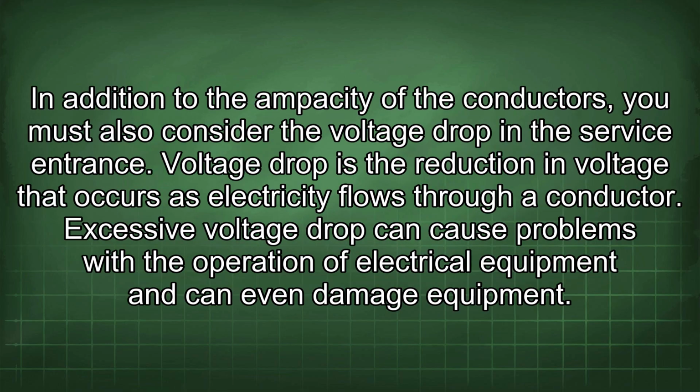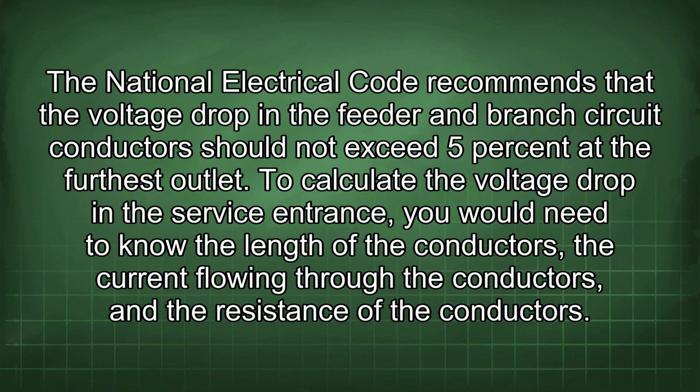In addition to the ampacity of the conductors, you must also consider the voltage drop in the service entrance. Voltage drop is the reduction in voltage that occurs as electricity flows through a conductor. Excessive voltage drop can cause problems with the operation of electrical equipment and can even damage equipment. The National Electrical Code recommends that the voltage drop in the feeder and branch circuit conductors should not exceed 5% at the furthest outlet. To calculate the voltage drop in the service entrance, you would need to know the length of the conductors, the current flowing through the conductors, and the resistance of the conductors.